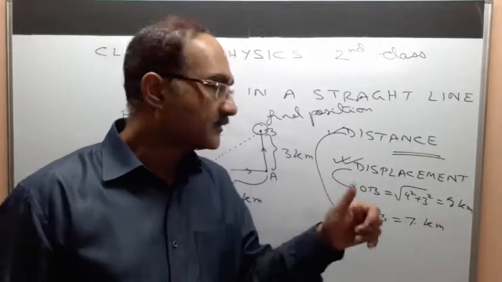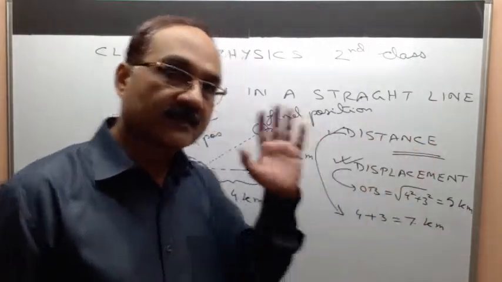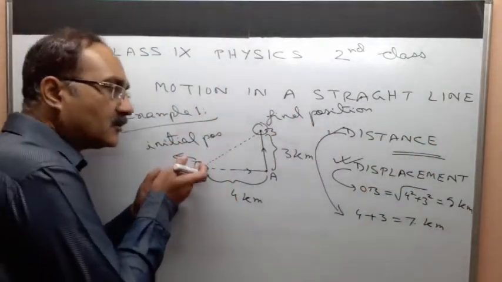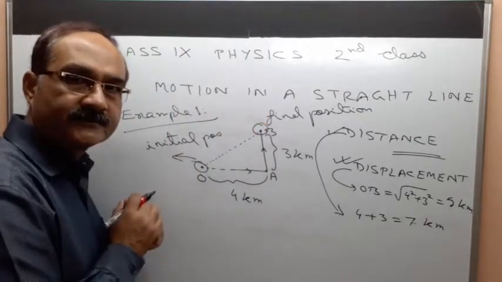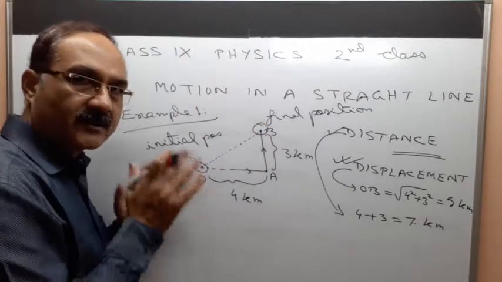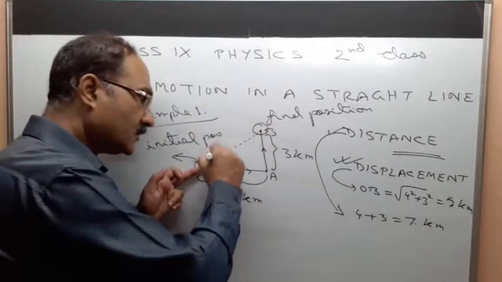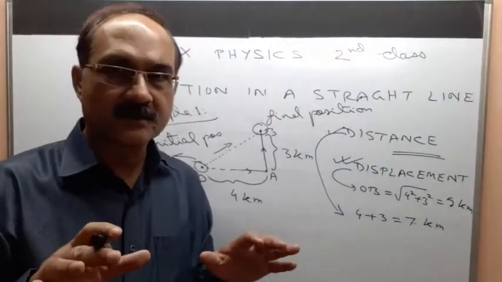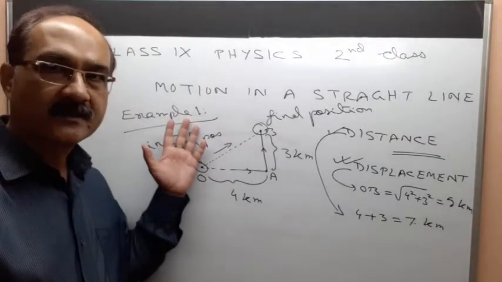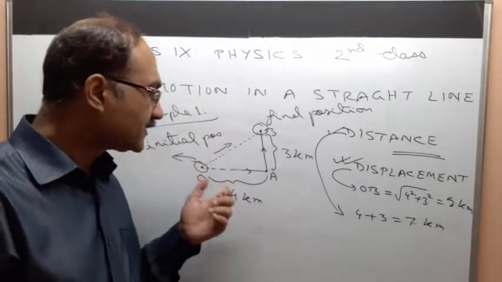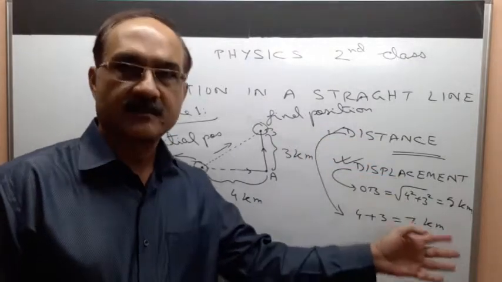Okay? What about the direction of the displacement? The direction of the displacement is along OB. Okay? So direction of the displacement is along OB. This way. Understood? This is example 1 to illustrate the difference between distance and displacement.